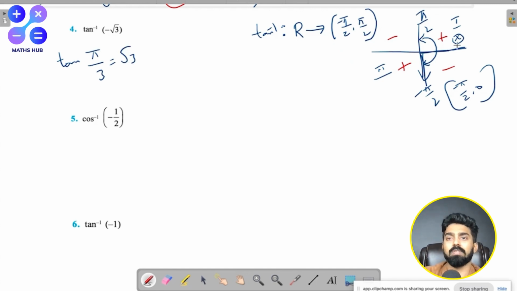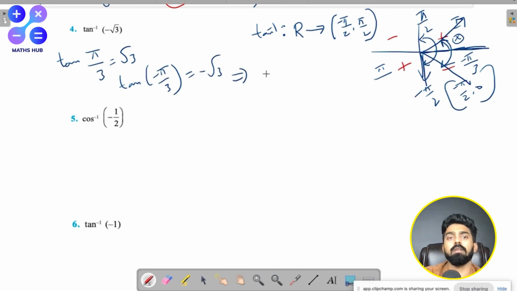Usually what happens in trigonometry is when you have a value in this quadrant, and you know that this is equal to pi by 3 and this is equal to root 3, the negative value usually happens to be the exact mirror image over the x-axis, just in the opposite direction, right? So this would give you minus pi by 3, and usually that's how it works. So tan minus pi by 3 will give you minus root 3. So tan inverse of minus root 3 in the principal branch will give you minus pi by 3, and that's how we can do that.